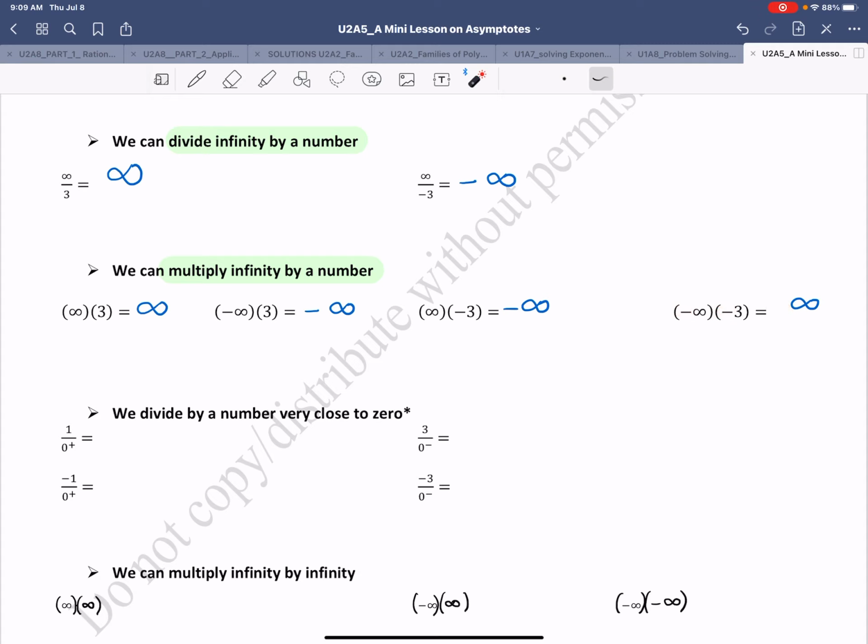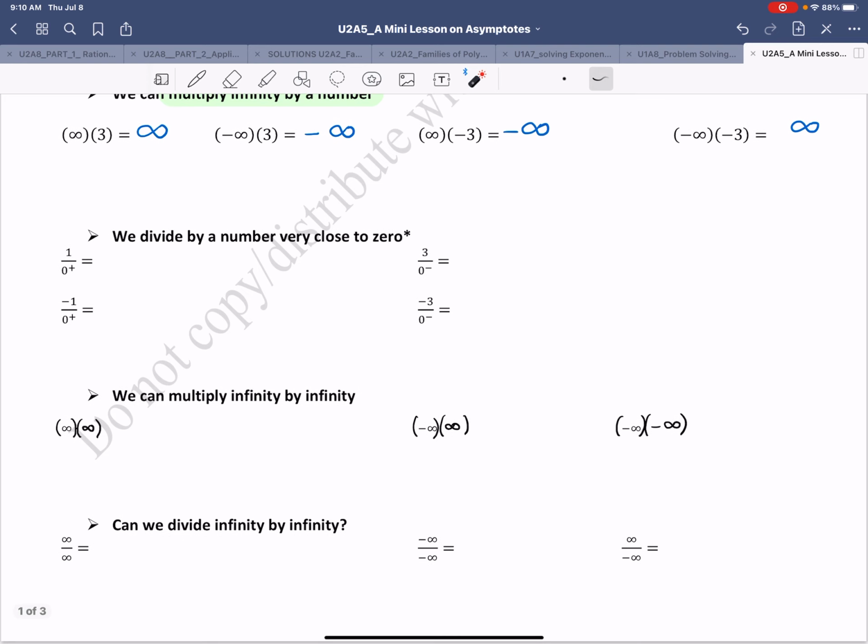The sign will be negative times negative, positive infinity. Now, can we divide by a number very close to 0? Now, what is a number very close to 0? I'm going to draw a number line here. And here is where 0 sits. A number very close to 0 can be close to 0 from the right-hand side. We call this 0 plus.